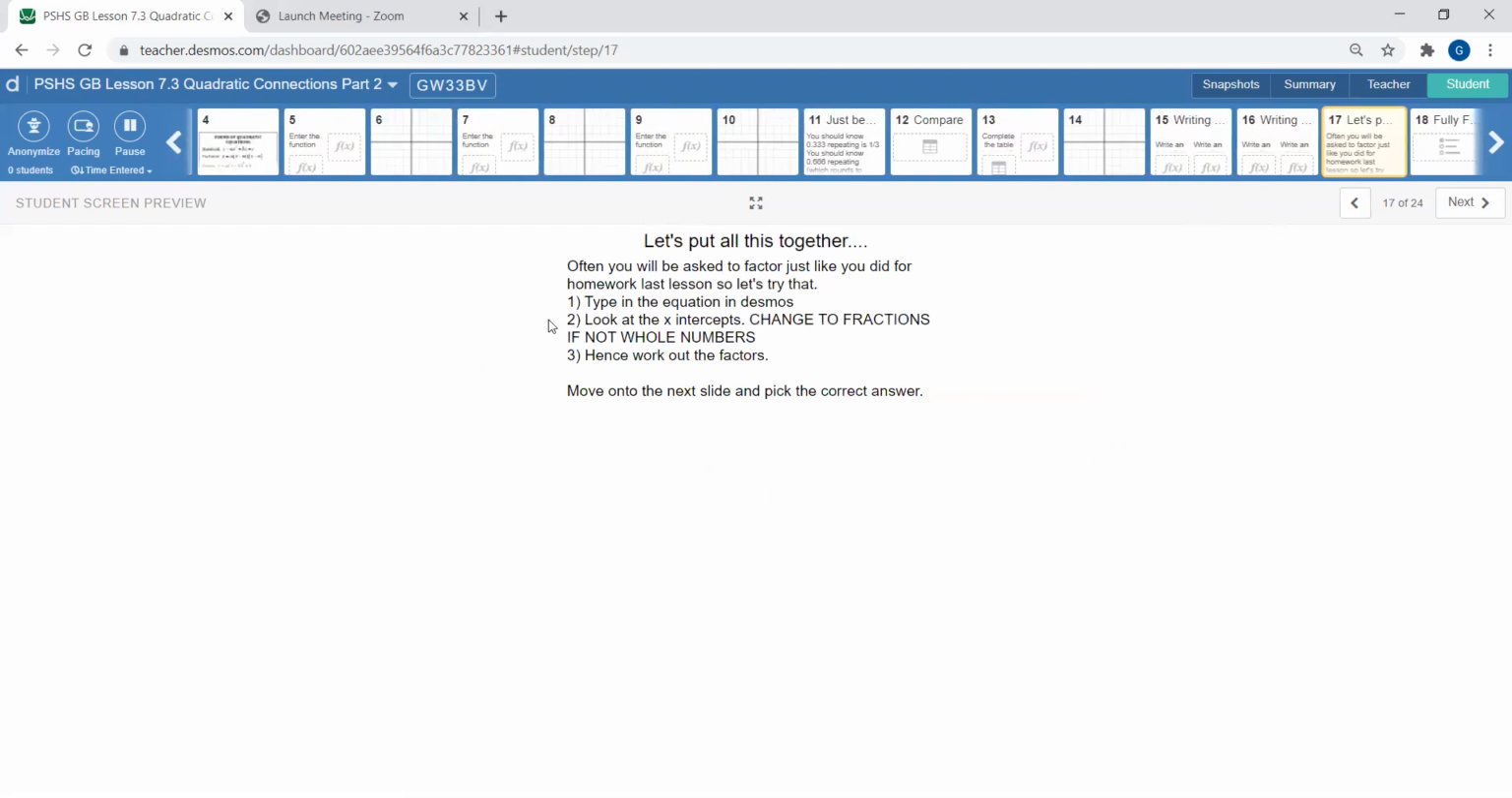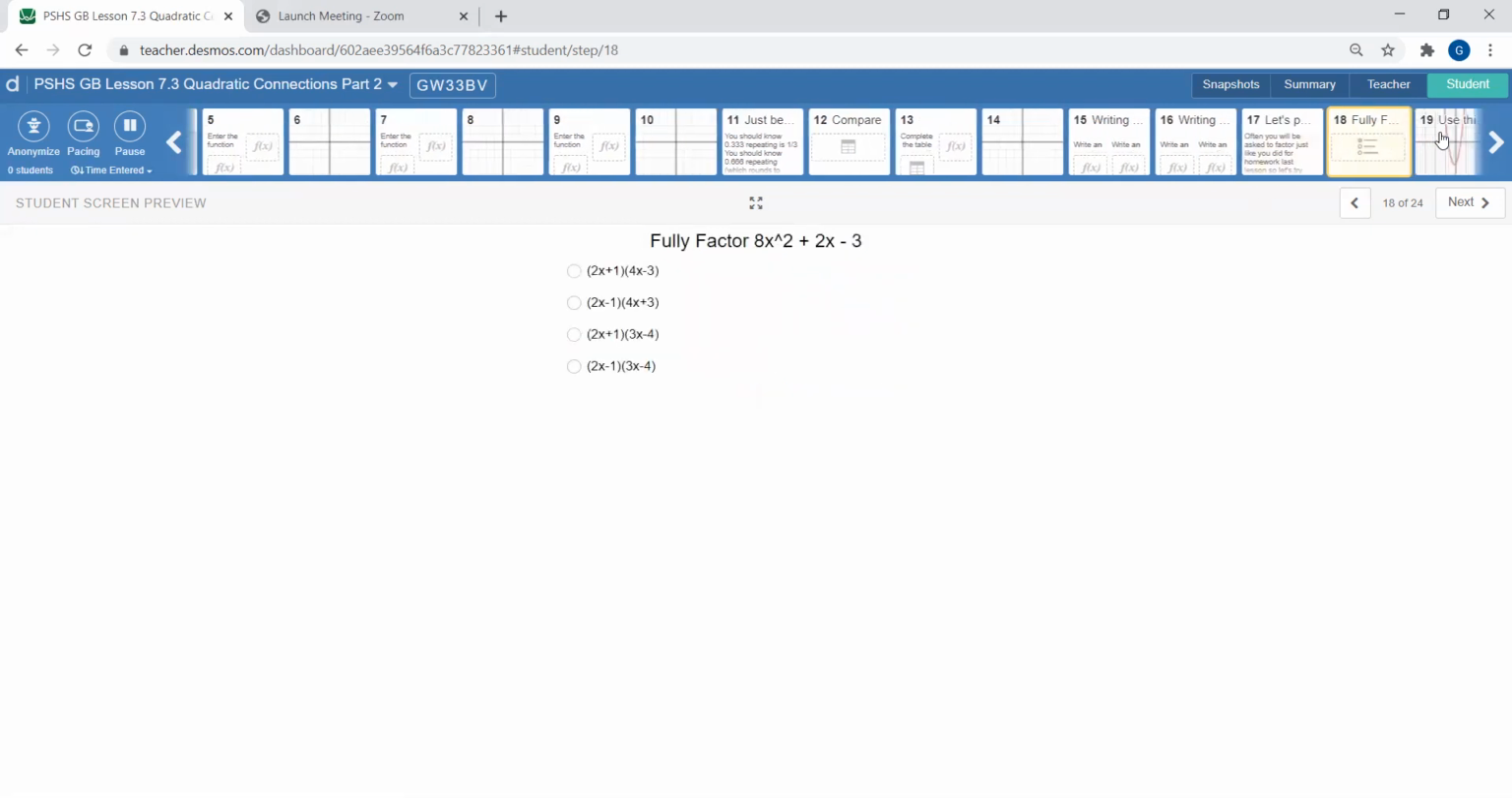Now, a little bit to put all this together. Once you've asked it to factor, like you did for homework last lesson, we should try that question. That's normally what they're going to ask us to do. So you type the equation into Desmos, you look at the x-intercepts, change them to fractions if they're not whole numbers, and then you can work out the factors. So let's take a look at the question.